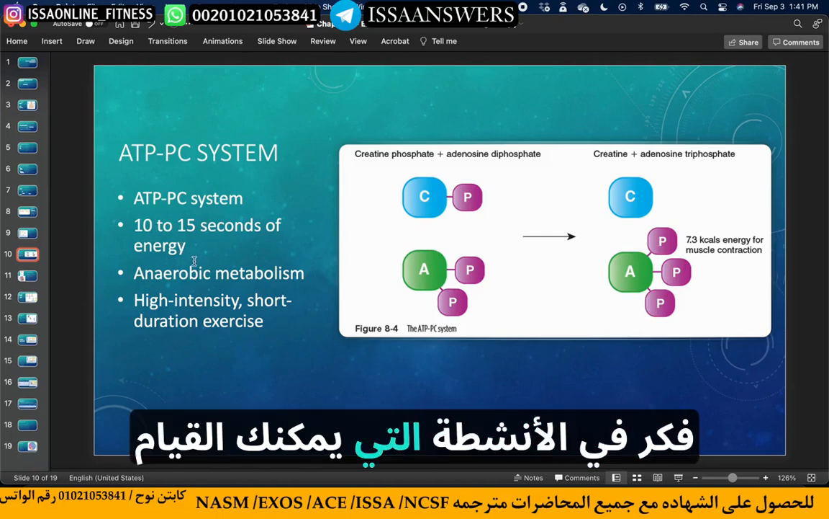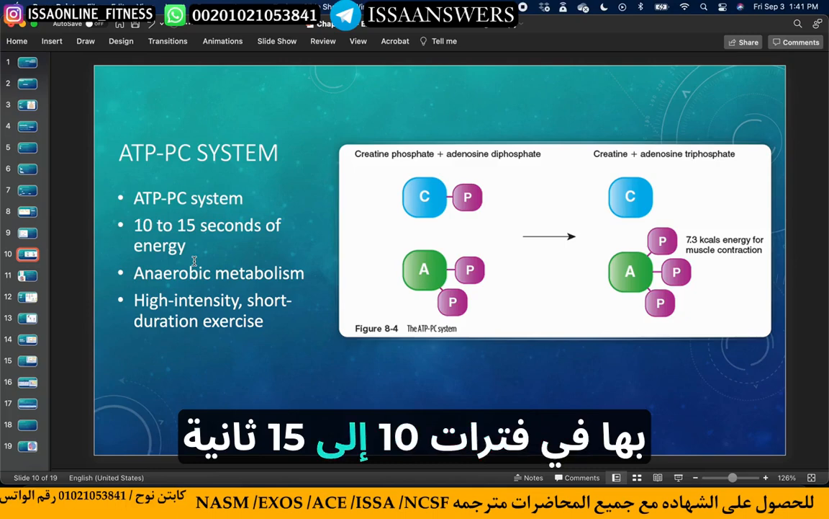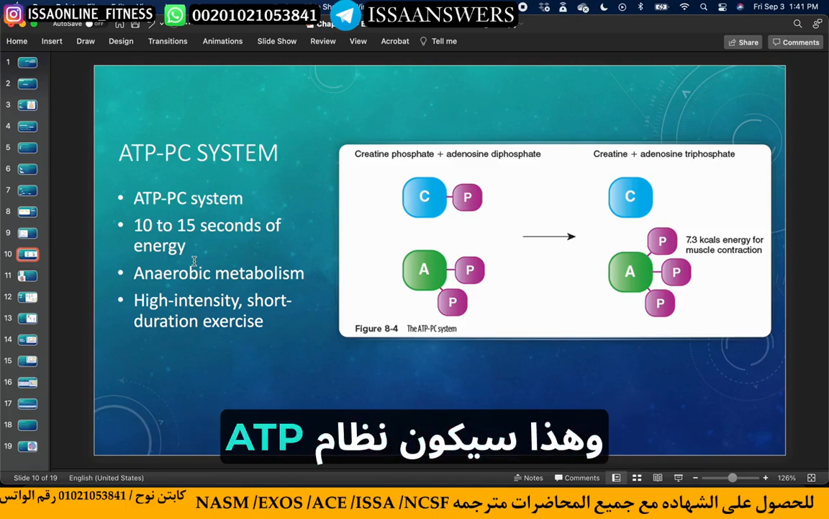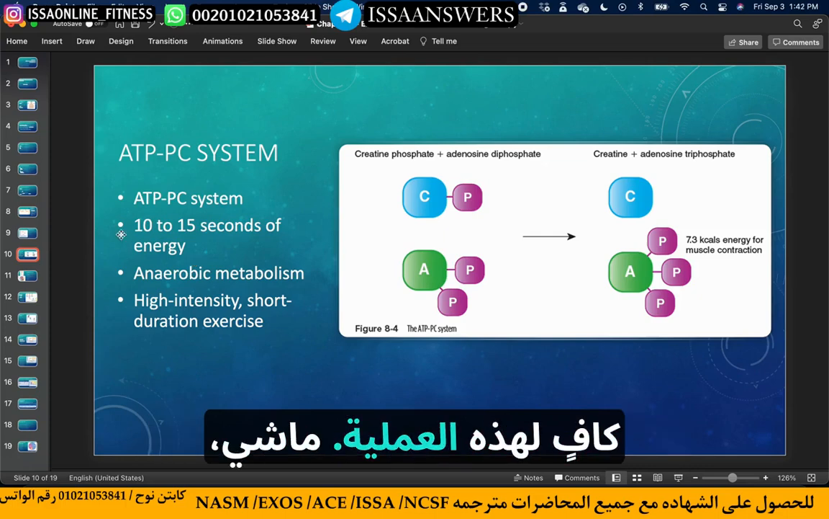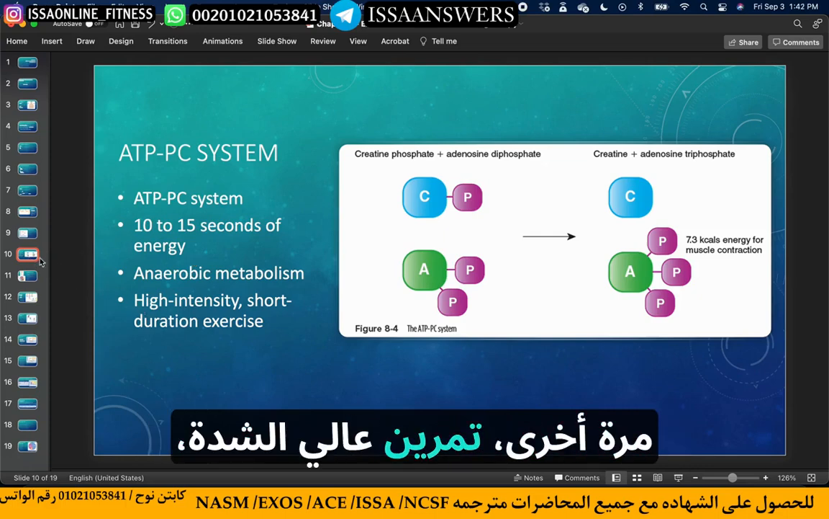All right, so think of the activities that you could do in 10 to 15 second bursts, and that would be your ATP PCR system. But you have to have ample recovery for this process. Okay, again, high intensity, short duration exercise.